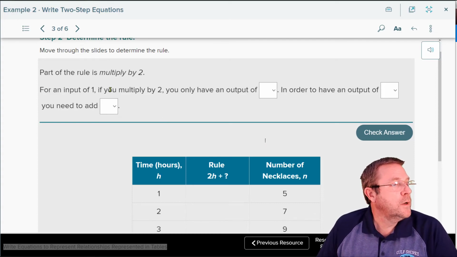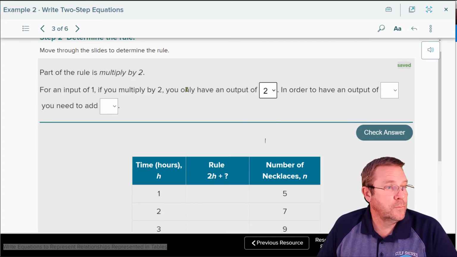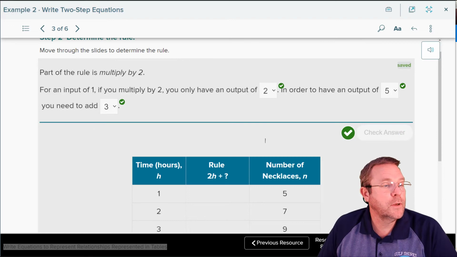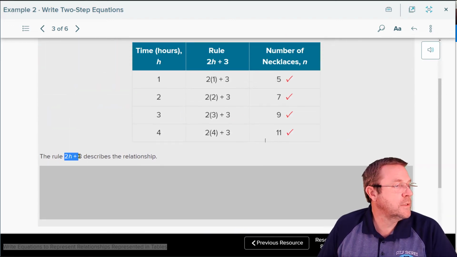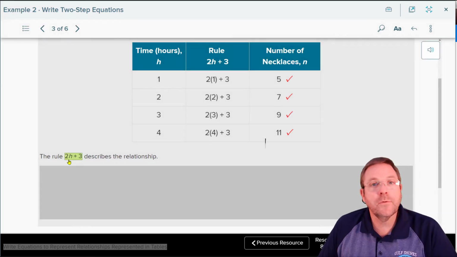For the input of 1, if you multiply by 2, you only have an output of 2 because 1 times 2 is 2. In order to have an output of what number did they give us here? They gave us a 5. What do we need to add to the 2 to get to 5? We need to add 3 to it. And that's going to lead us directly to actually writing our equation or expression. You can see that expression down here in the bottom: 2 times the number of hours plus 3. That's going to be our expression to find out what n is.